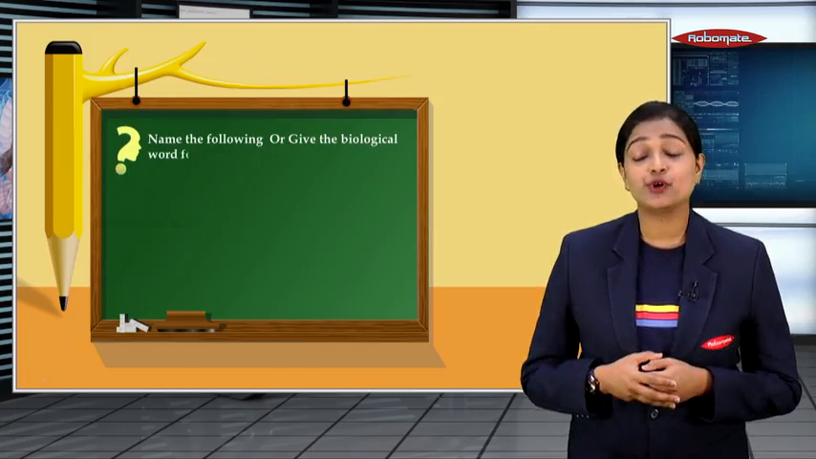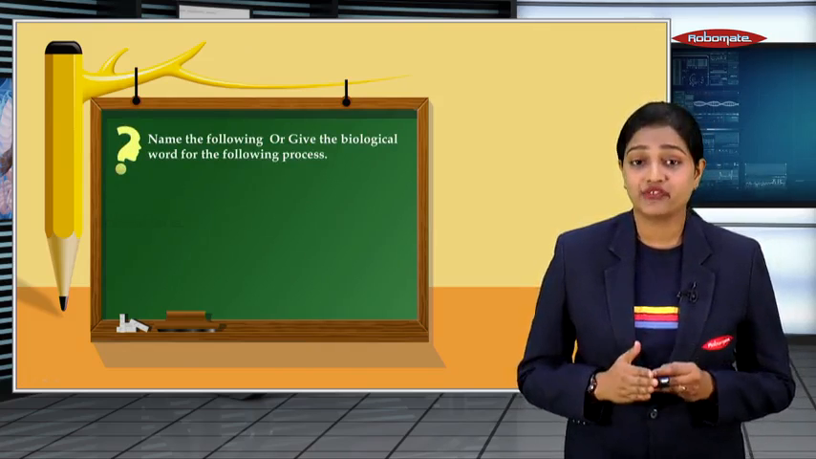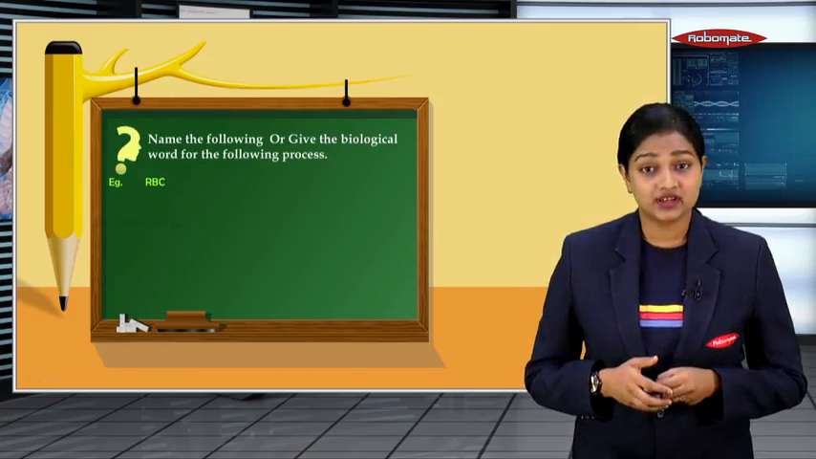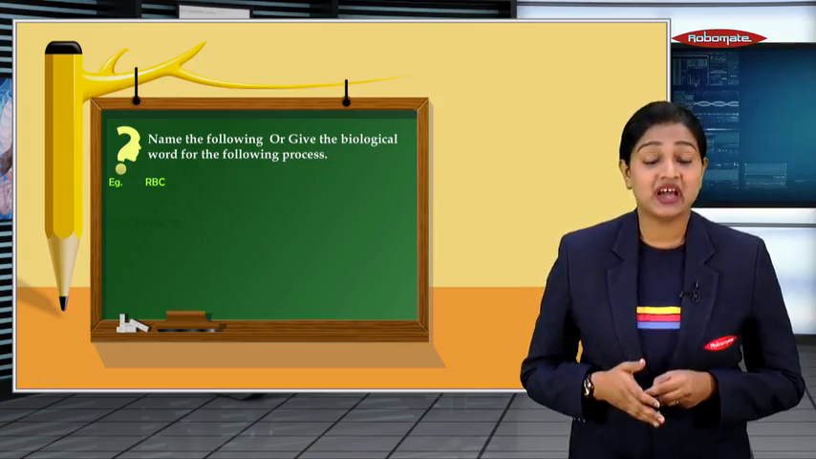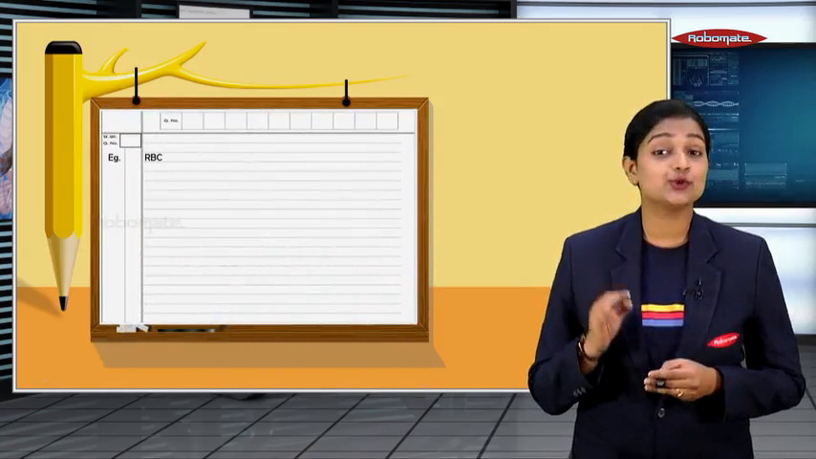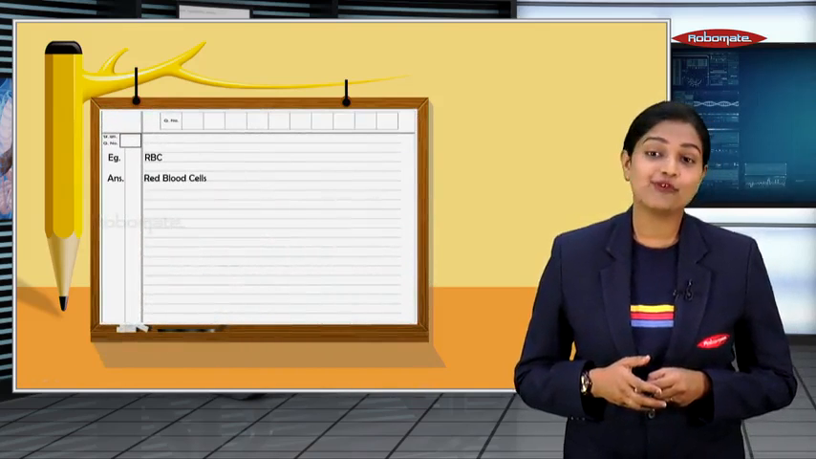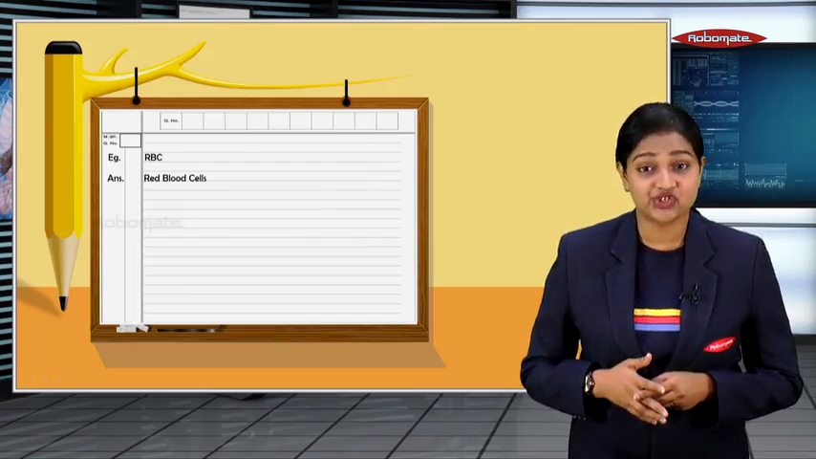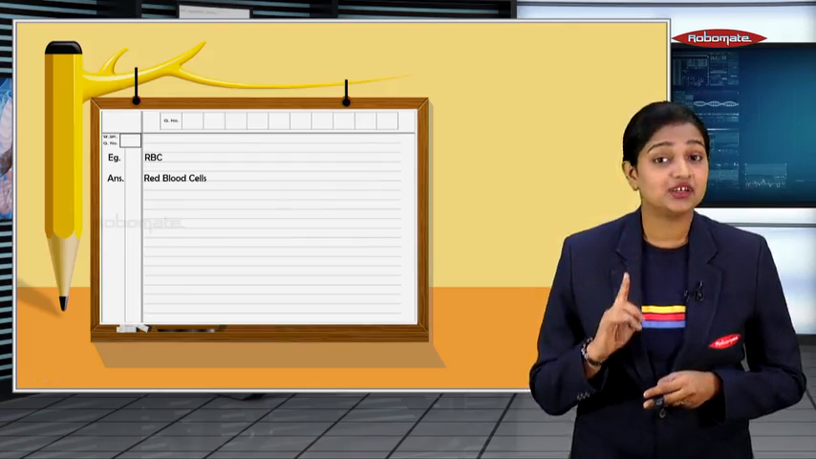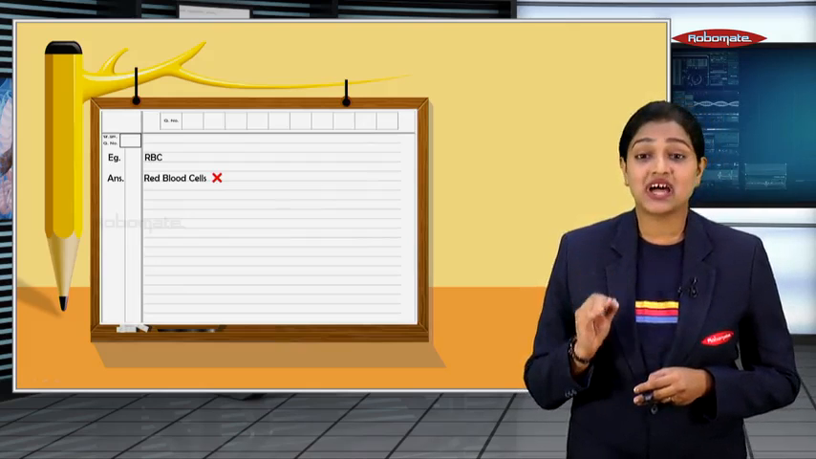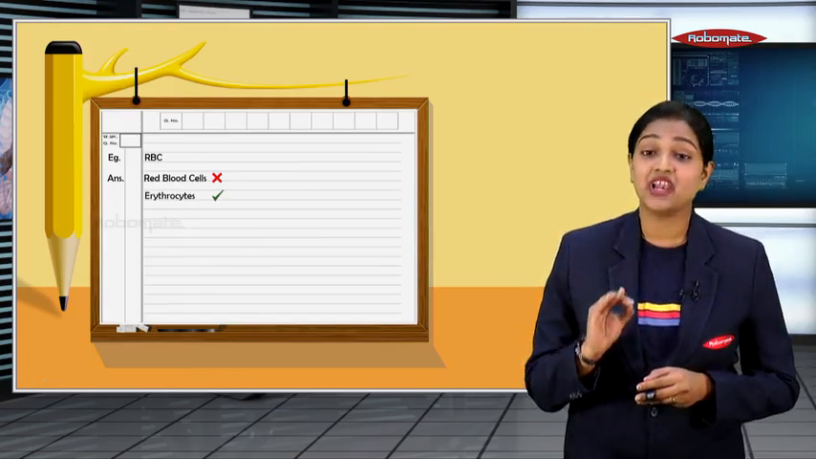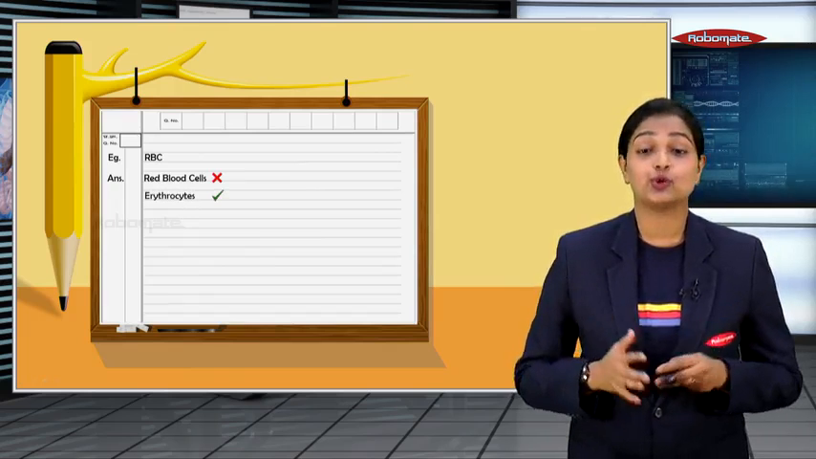Moving ahead to the next type of question, name the following or give the biological word for the following process. Over here, RBC is being asked. That means the biological word for RBC. Now, most of the students go wrong over here. Majority of the time, they just complete the abbreviation, stating RBC means red blood cells. Mind here, dear students, the question was asked as give the biological word. So over here RBC, the biological word for it will be erythrocytes.